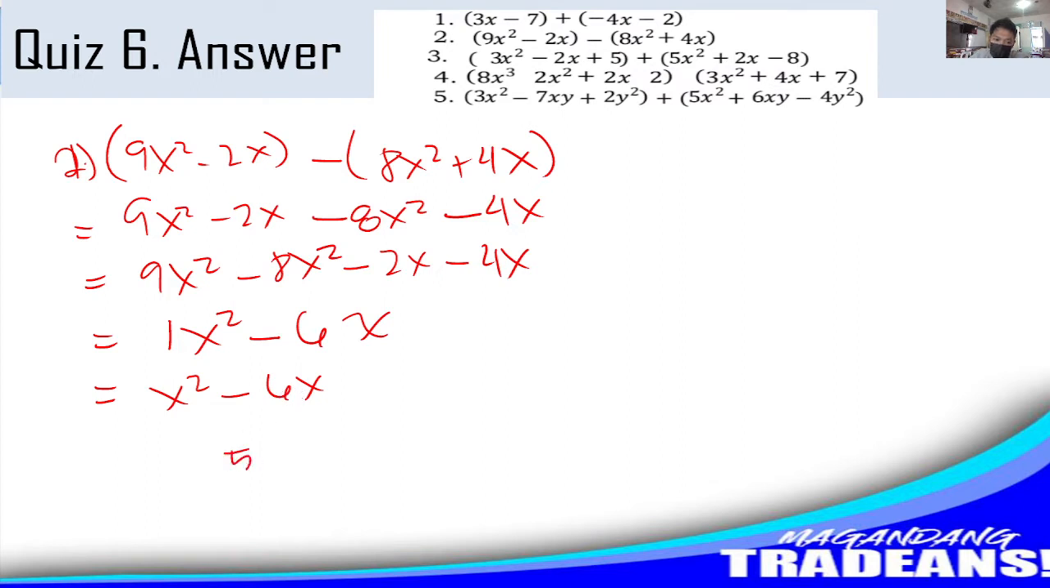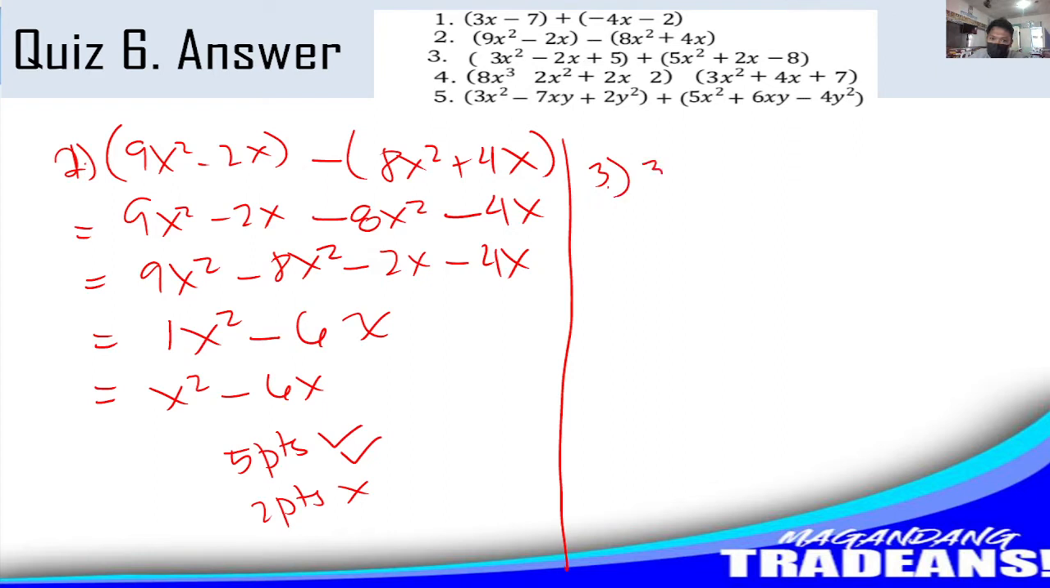5 points for the correct answer, 2 points for the incorrect one. Let's proceed now to number 3. For number 3, we have the given 3x squared minus 2x plus 5, then added to the group of, oops, what happened? I'll move to the next number because it can't be viewed. For number, please take note of the answer: negative x squared minus 6x.